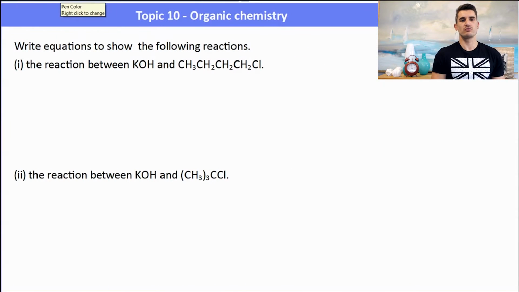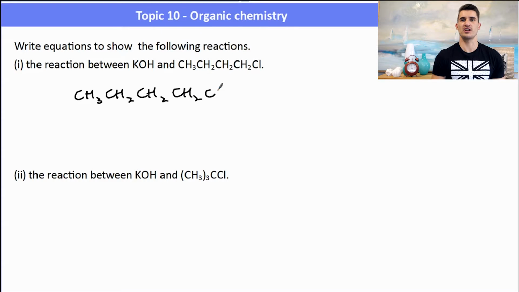So we need to be able to write equations to show that process. So here we have the reaction between potassium hydroxide and some sort of halogenoalkane. So here we have a halogenoalkane which has a chlorine at the start of the molecule, and then we're reacting that with potassium hydroxide, KOH, because I simply can't go into the lab and get OH- by itself. It must come with a cation.